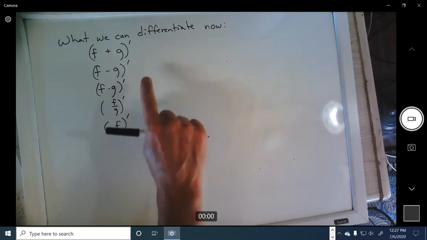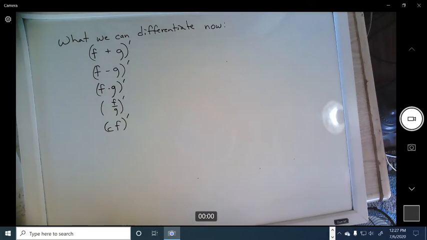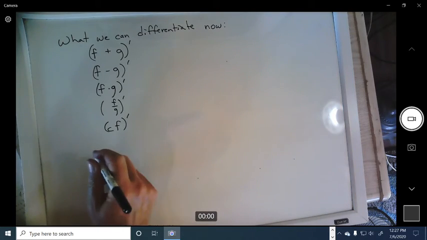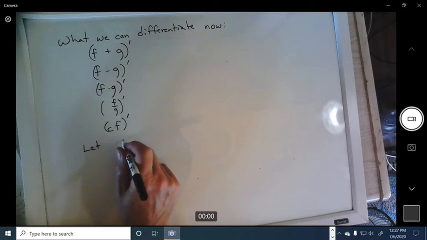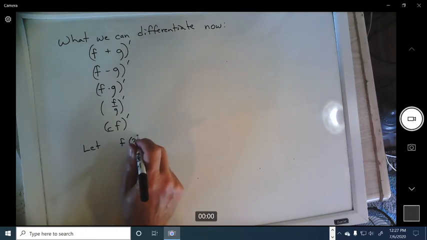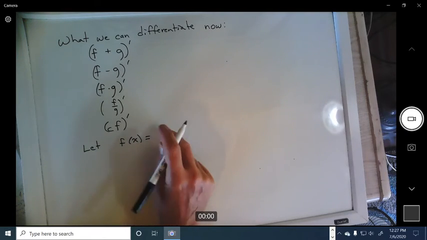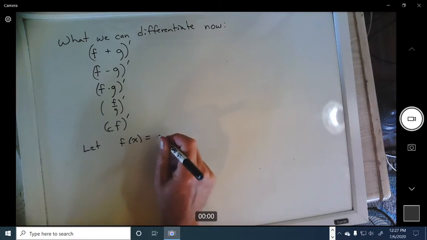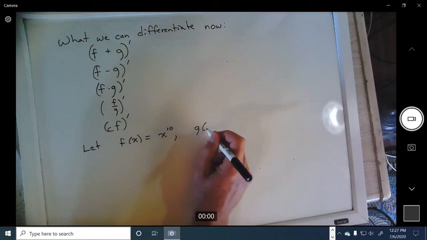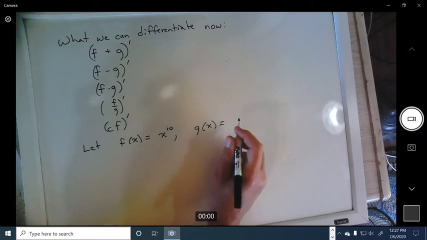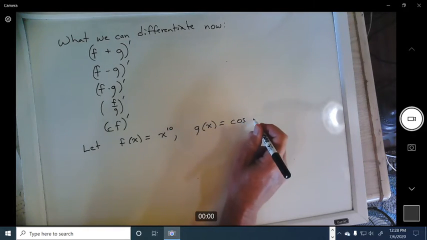So this is basically all the different kinds of things that we can take the derivative of now. Let's say let f of x equal x to the 10th and g of x equal the cosine of x.